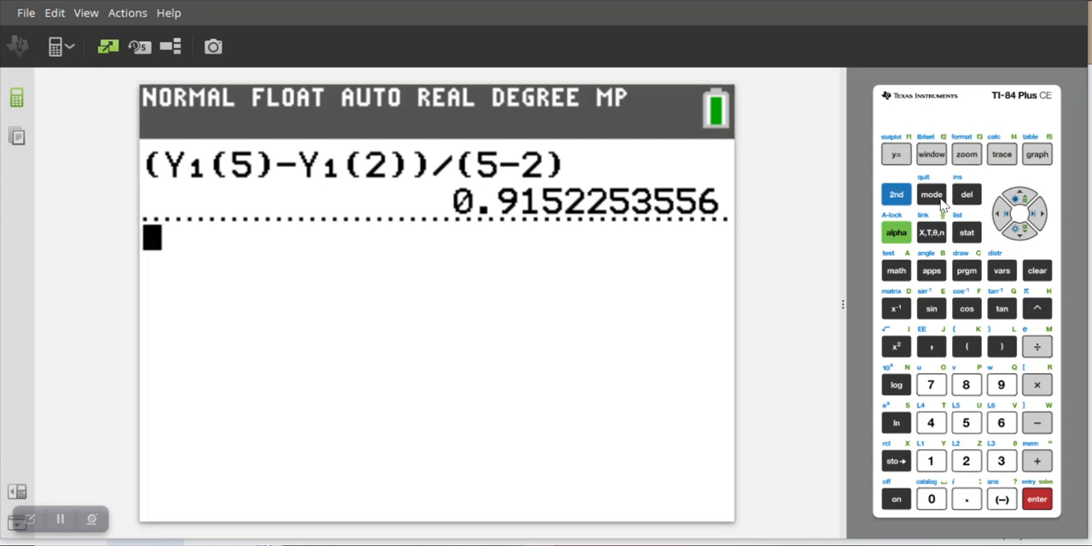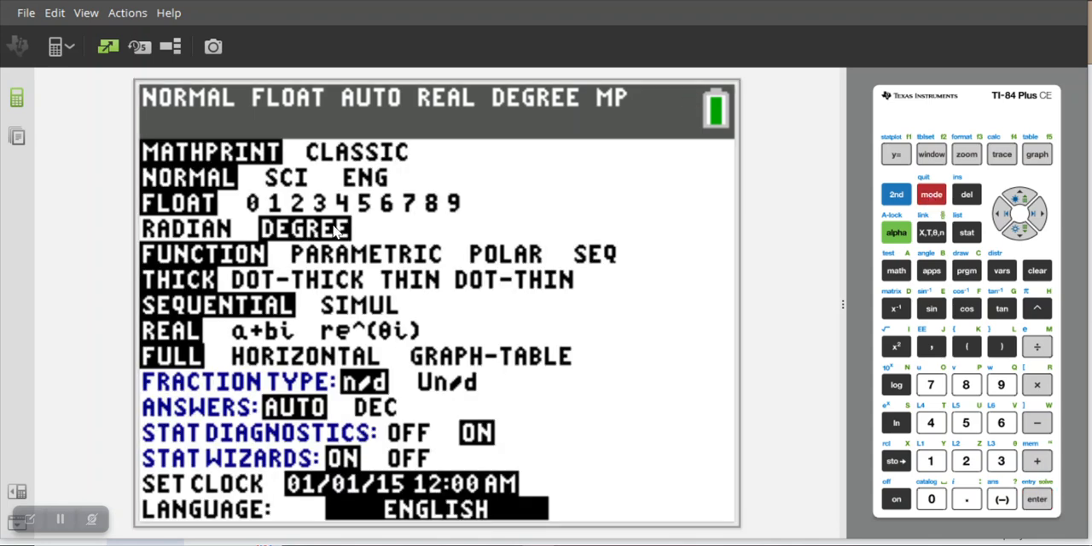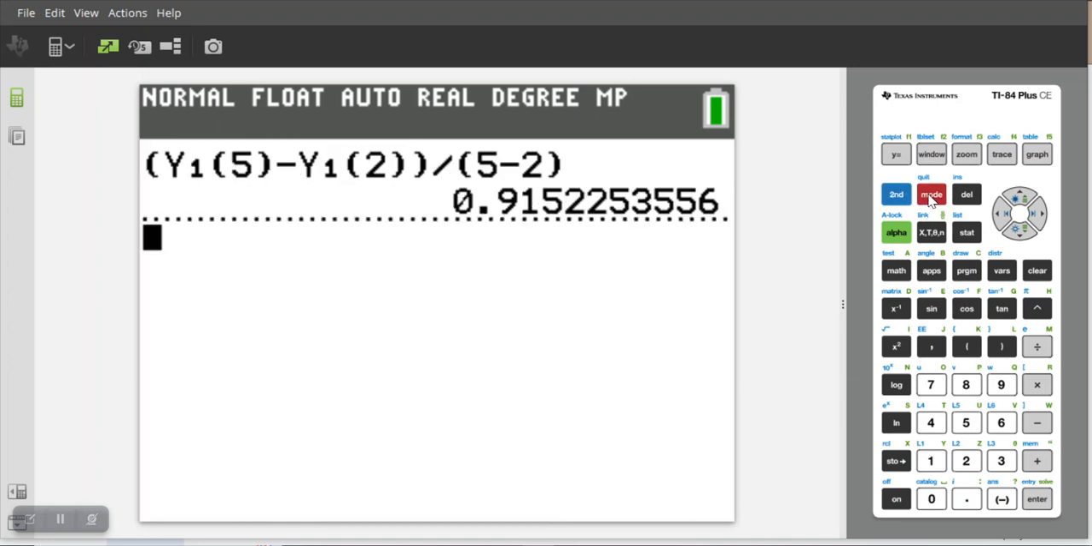Do keep in mind that this is dependent on the mode that you are in. I think I'm in radian mode. Nope, I'm in degree mode. Either way, whatever mode you're in, that is how you use function notation with your y variables in order to access function values, in order to use for formulas or evaluation, or really any number of things.